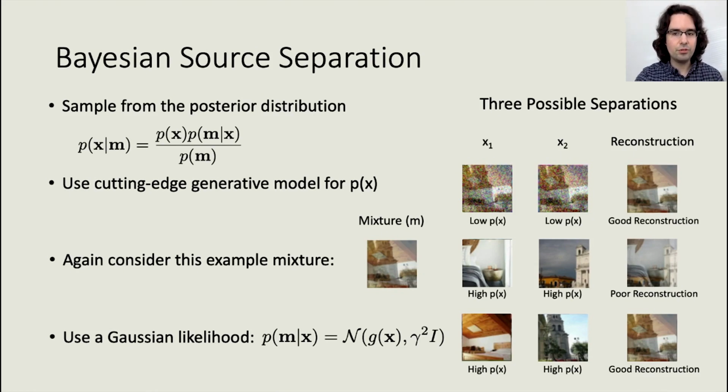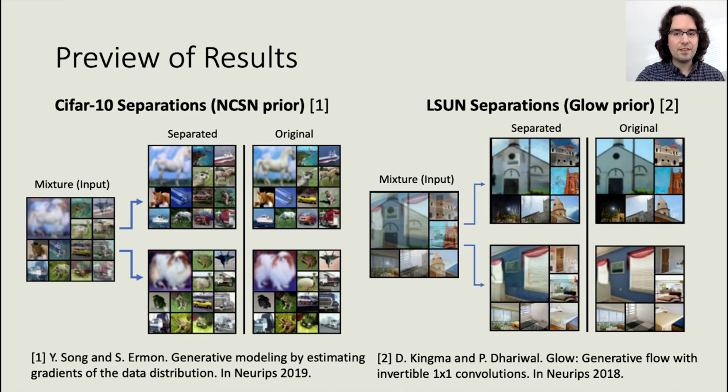In the top row, the two components add up to the given mixture, but they have low probability under the prior. They don't look like natural images. In the middle row, the two components have high probability under the prior, but low probability under the Gaussian likelihood. They don't reconstruct the mixture M. In the bottom row, the components are likely under the prior, and the mixture is also likely. By sampling from the posterior distribution, we hope to get separations like the third row, rather than the first or the second rows. Before diving into the details of our algorithm, let's take a brief look at our results.